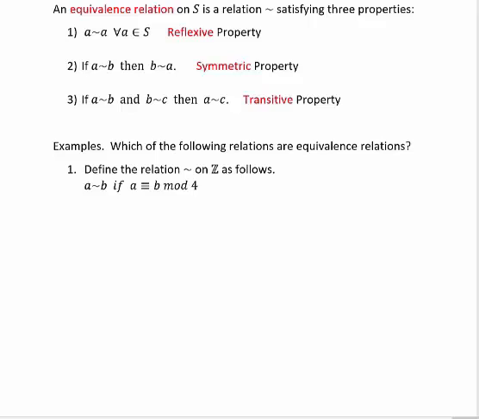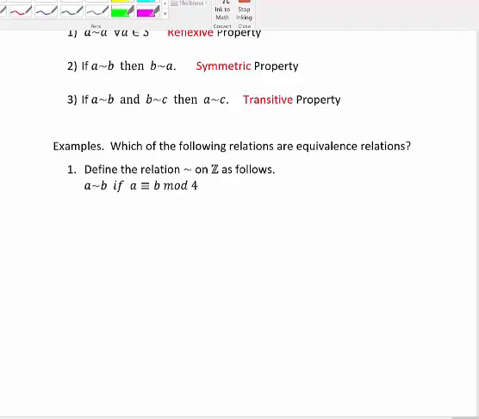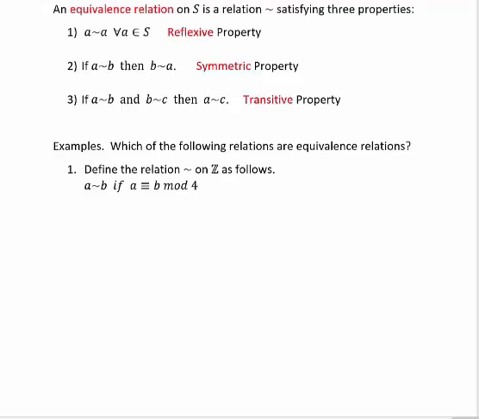Let's look at some examples. Number 1, let's define a relation, squiggle, on Z, the integers, as follows. A is related to B if A is congruent to B mod 4. So let's test all 3 properties. Well, we know that this is a reflexive relation because, of course, A is congruent to A mod 4 for any integer A. So we have the reflexive property.